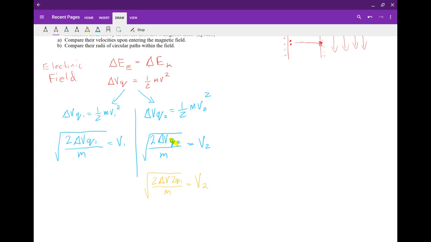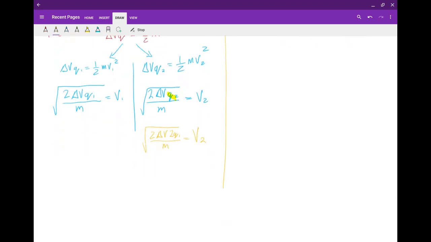Okay. And over here, I've got the velocity of my first particle. All right. Now I'm going to keep those two equations for part 2, but I also want to make a comparison. When you make a comparison of these things, you're going to want to state which one is greater and by how much.